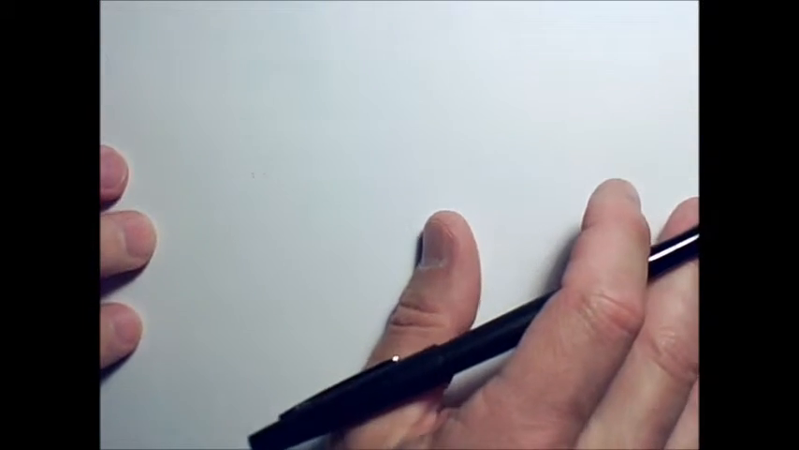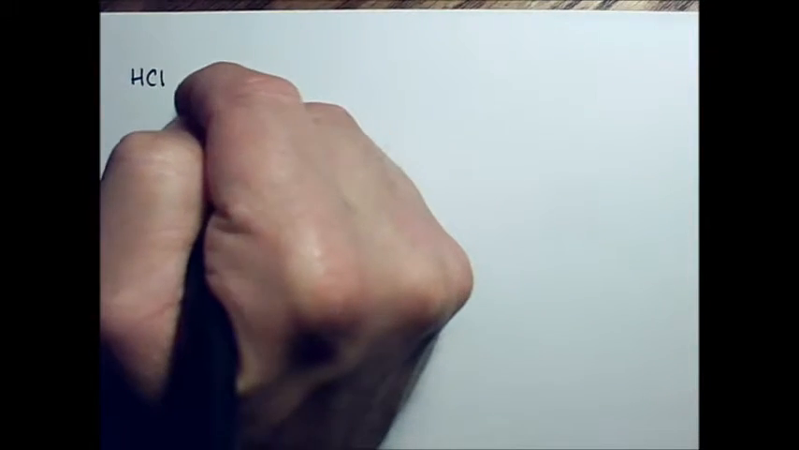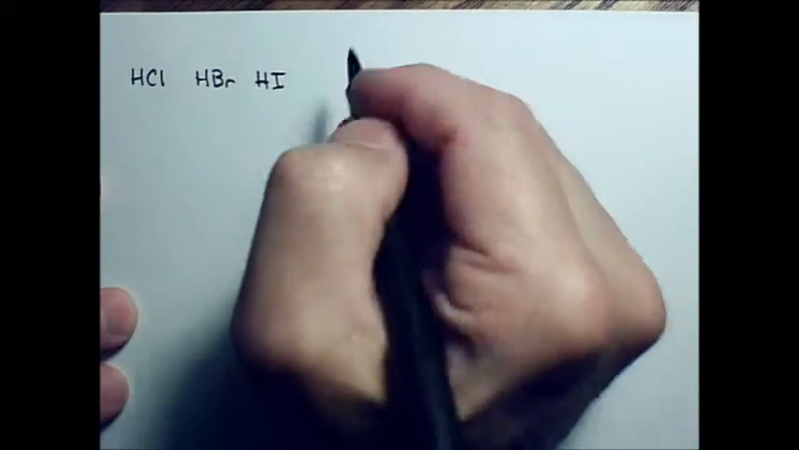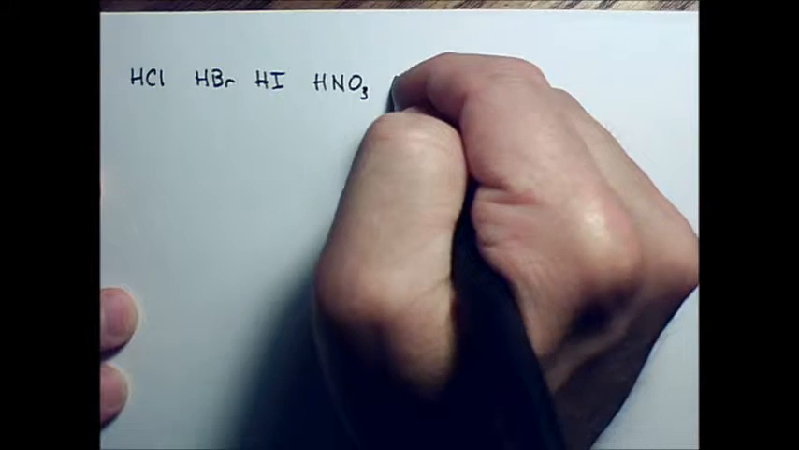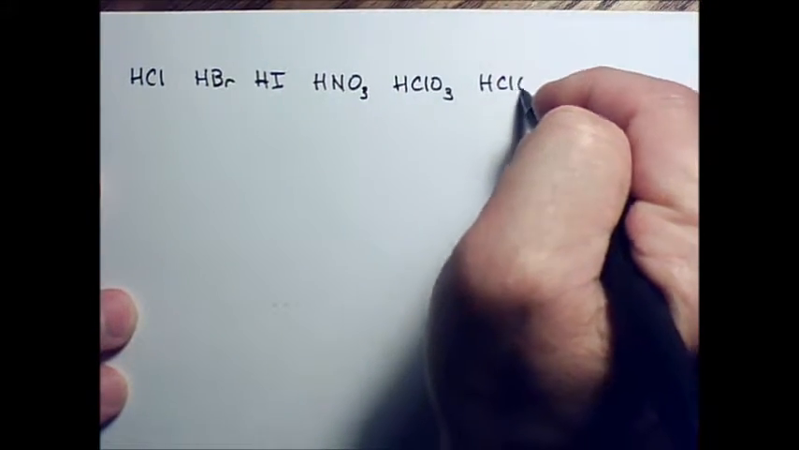All right, so the 6 strong monoprotic acids. Monoprotic means that it has one ionizable hydrogen. That's what monoprotic means. And there's another question in here about monoprotic, diprotic, and so forth, okay? Number 8. So the strong monoprotic acids are hydrochloric acid, hydrobromic acid, hydroiodic acid, and those are the 3 binary strong ones. Then you have nitric acid, chloric acid, and perchloric acid.